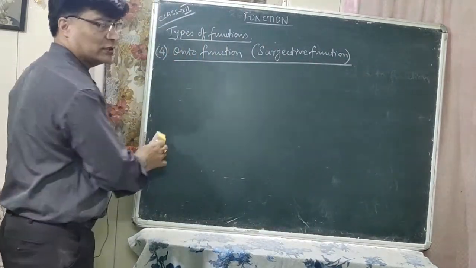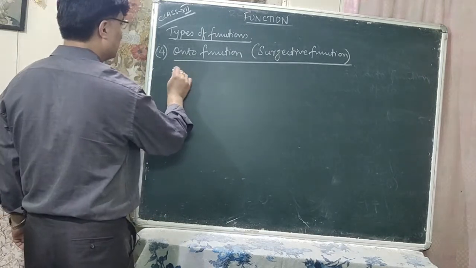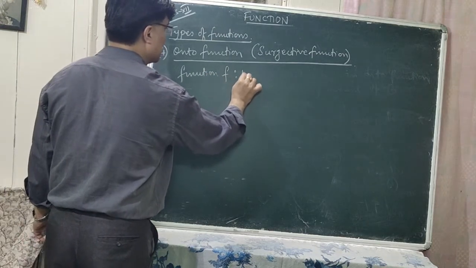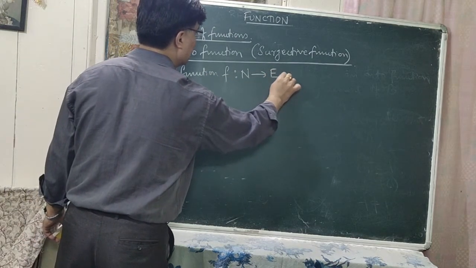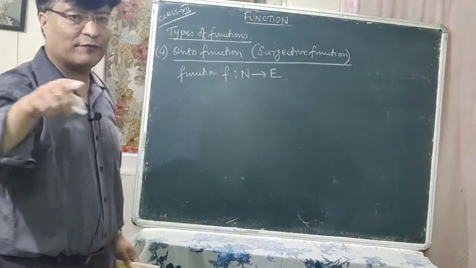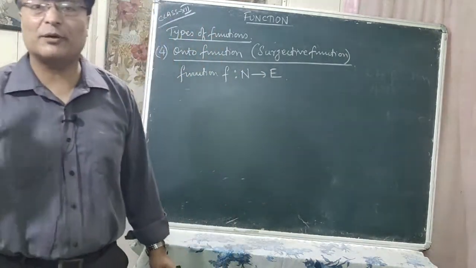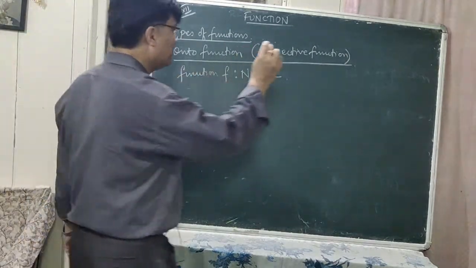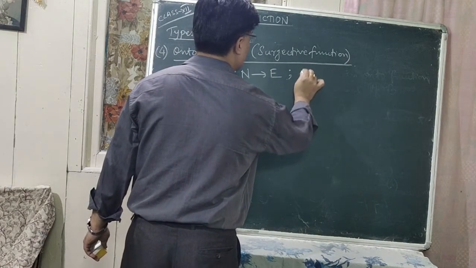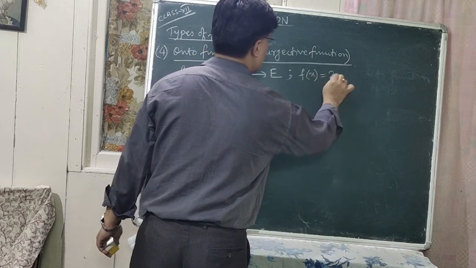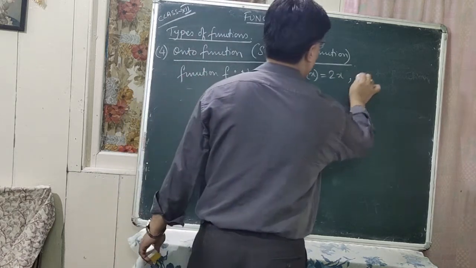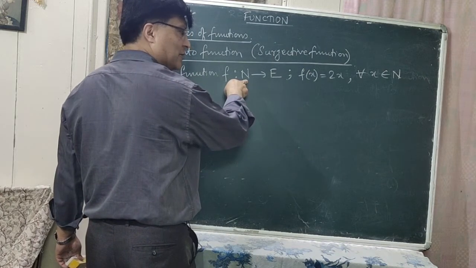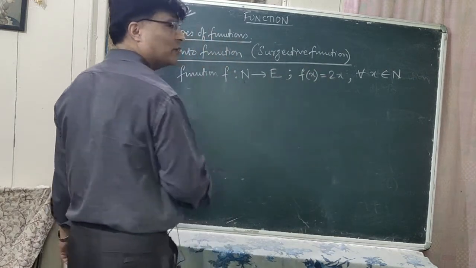So now let us take an example for onto function. Function f from natural numbers N to E. N means natural numbers 1, 2, 3, 4, 5, 6, etc. E means only even numbers, that is 2, 4, 6, 8, 10, etc. And it is defined as f of x is equal to 2x for all x belonging to the set N, the natural numbers. So this 2x should belong to the even numbers.